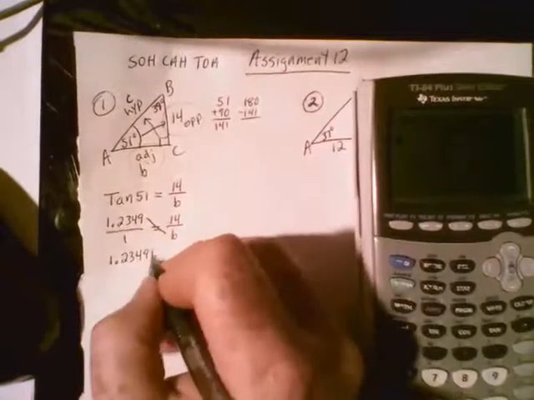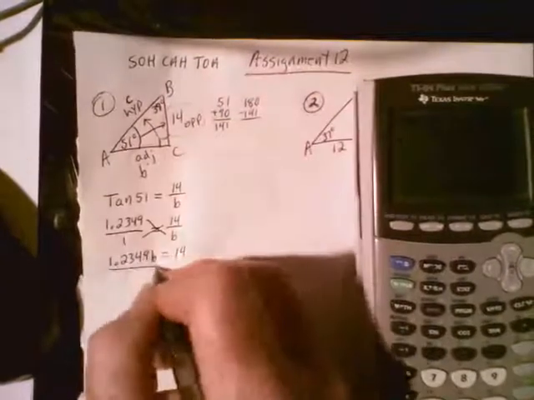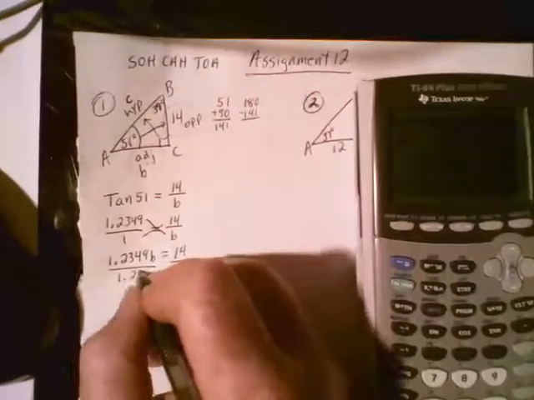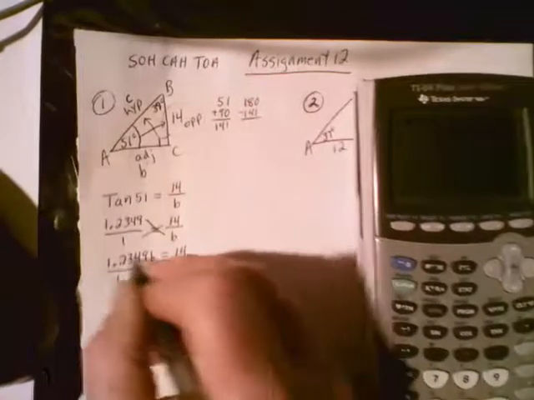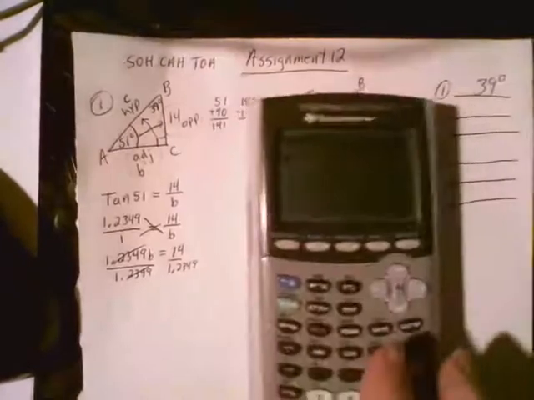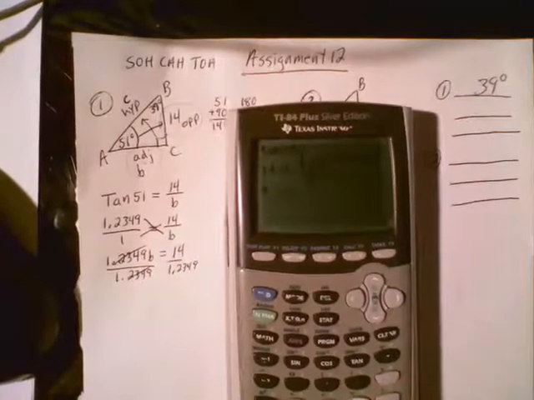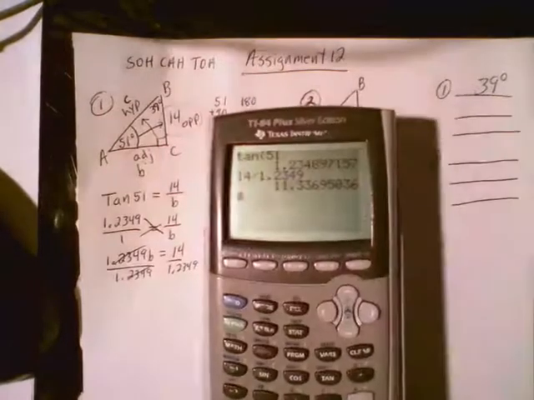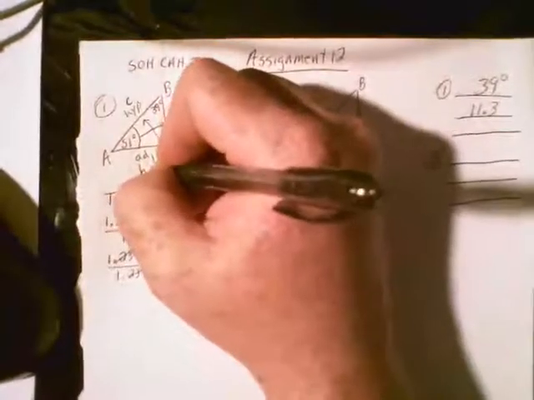So that's times B. We cross multiply the other way and we get 14. Then you're going to divide both sides by 1.2349. These cancel out and you're left with B. So we divide this and that's going to be our answer for little b. So I got 14 divided by 1.2349, hit equals, I get 11.3. So little b here is 11.3.